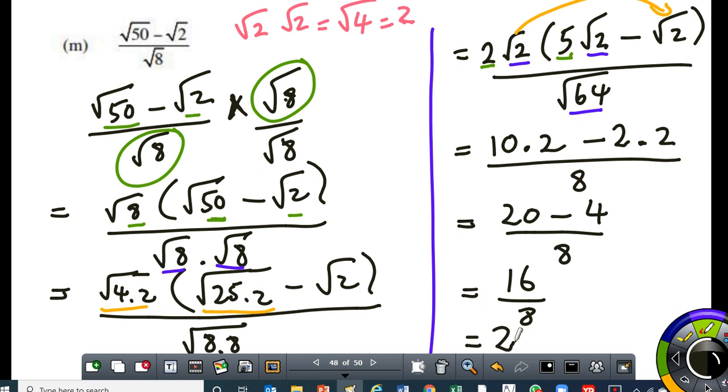If you want, you can use your calculator to check the answer. Your calculator can accommodate surds, so you can use the calculator just to verify your answer if you like. But generally, these questions, you are supposed to do them without using a calculator.